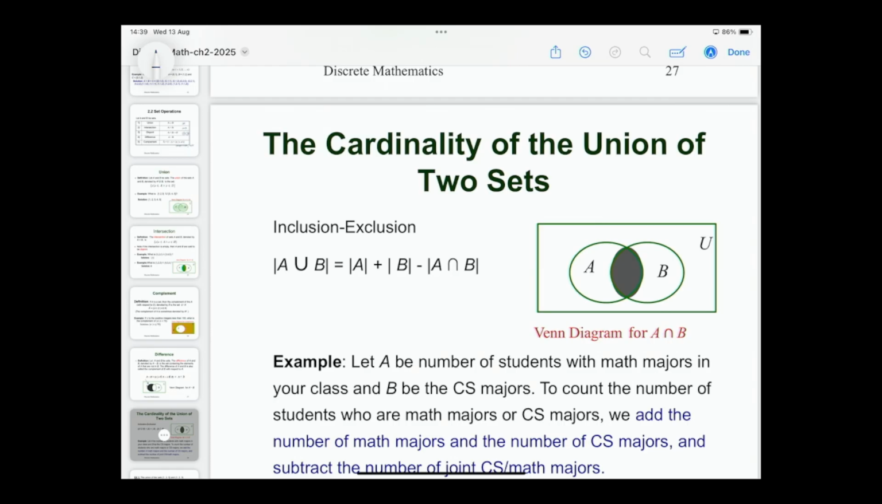We are also familiar with this one, right? A union B is equal to A plus B minus A and B. Then we have this sign, which means the cardinality, the size, so the answer would be just a number, an integer, telling how many members are in the set based on the operation here.